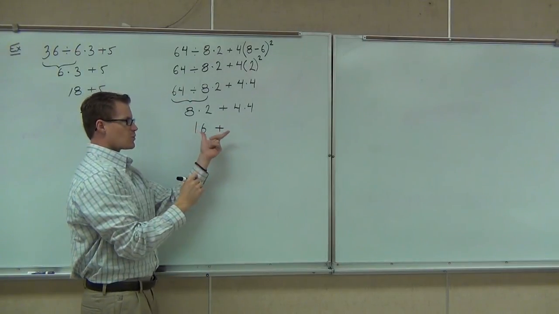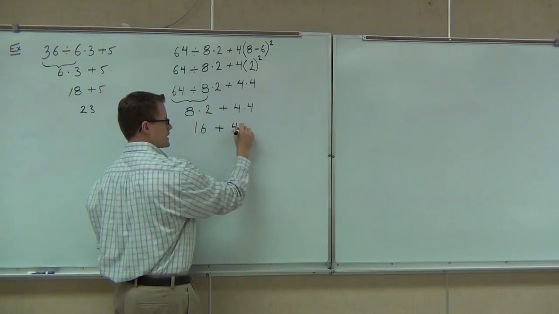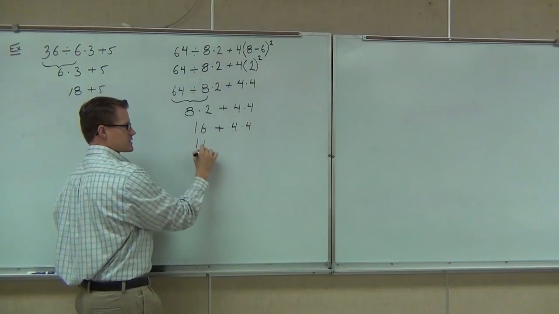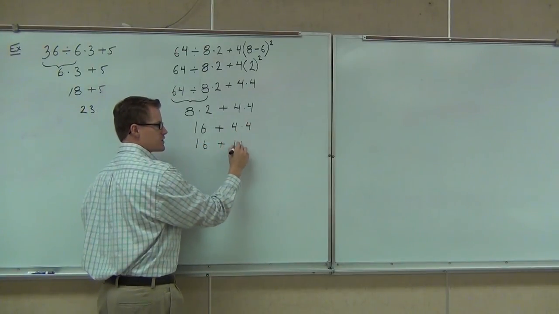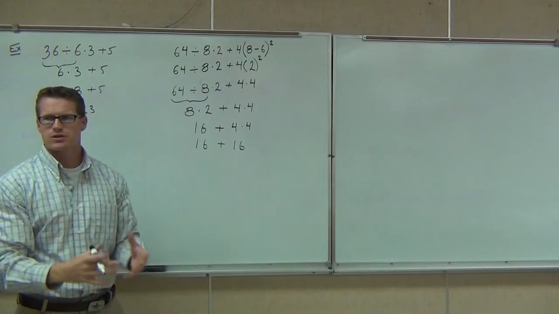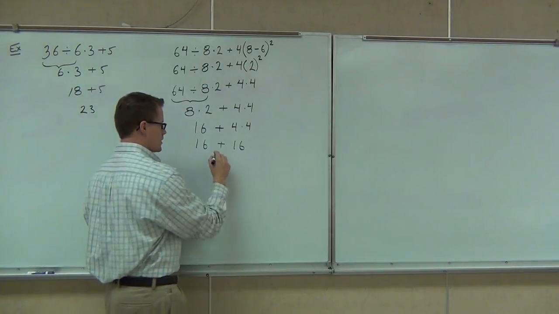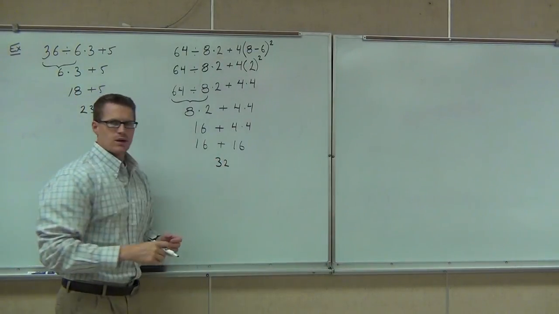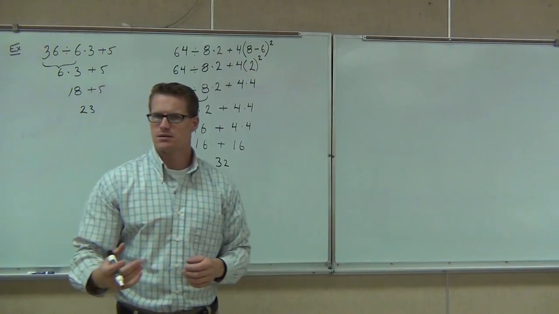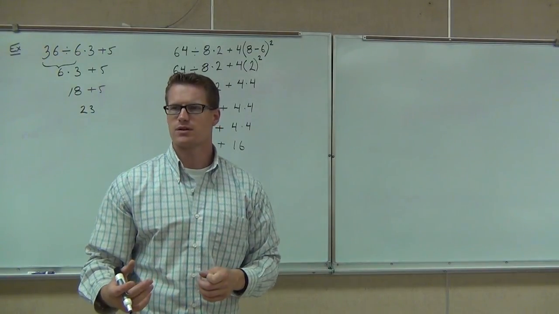Plus, we have some more multiplication. We'll take care of that in just a second. We've got 16 plus the 4 times 4 gives us another 16. And lastly, when we add those two pieces together, we get 36. Do you feel okay with the order of operations idea? Yes, no? Nod your head, yeah.